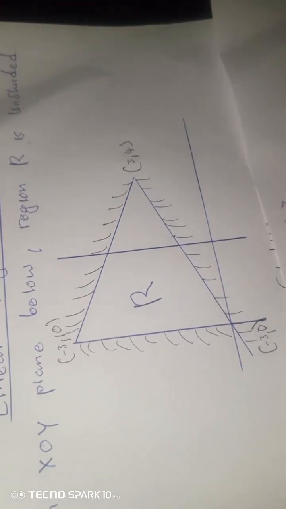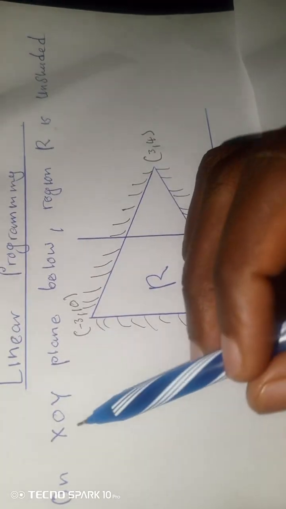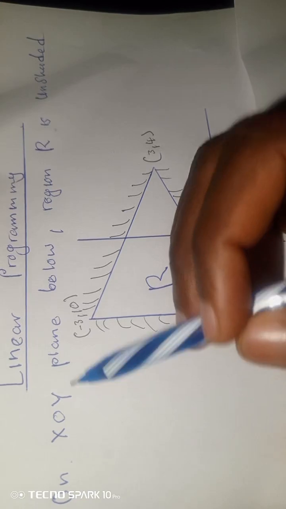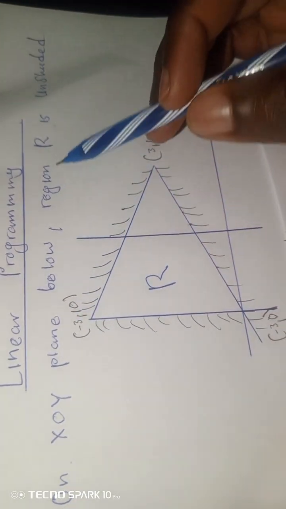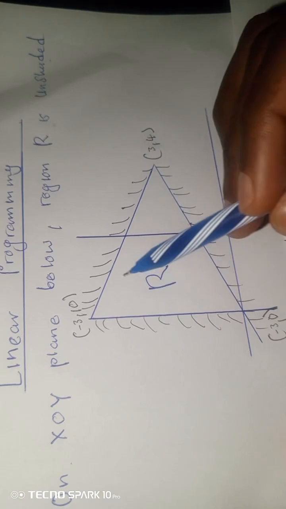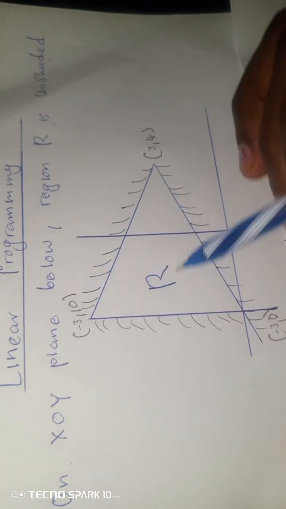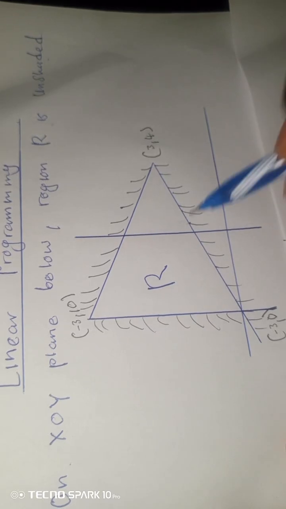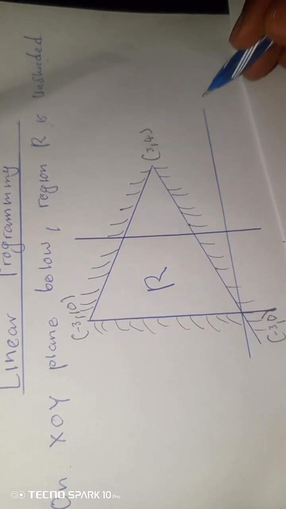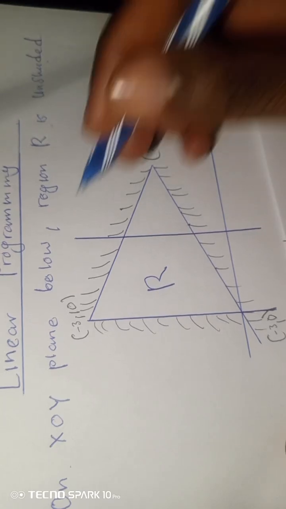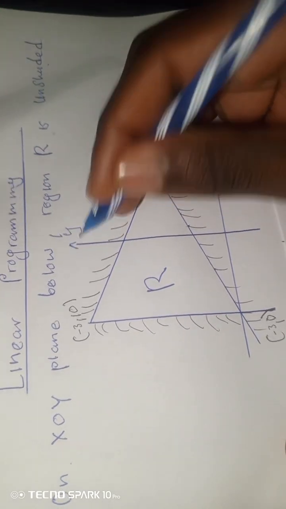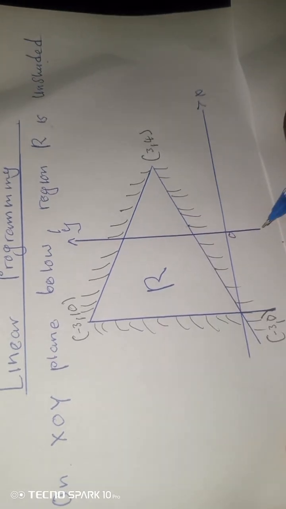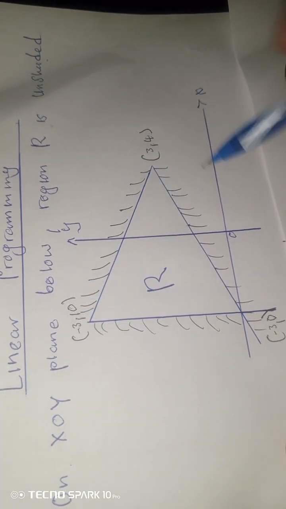So we have this question: on the x-y plane below, region R is unshaded. So this is R, which is unshaded. In order for me to solve this, this will be my x, this will be my y, then here we have 0. So these are the coordinates that have been given.